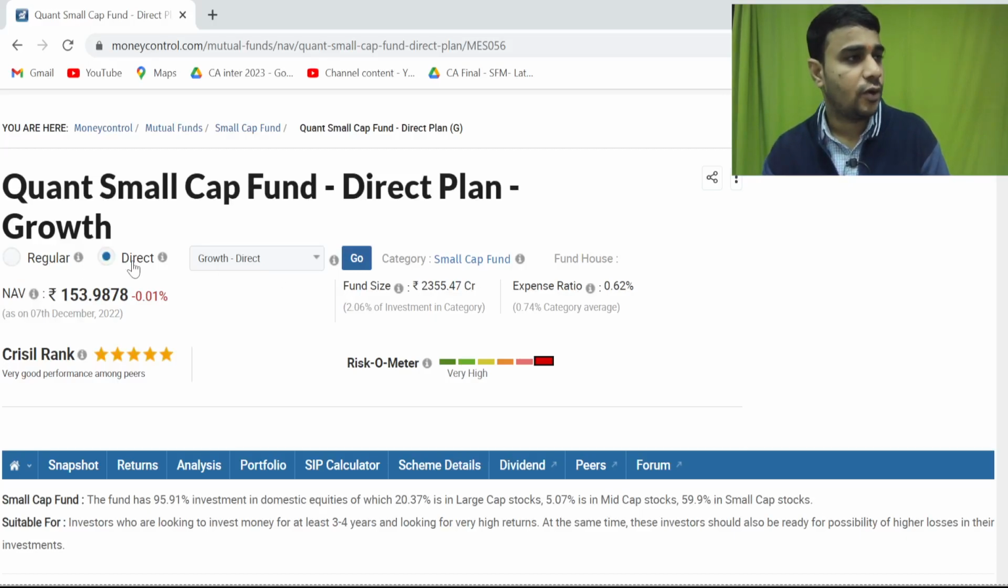There are two types of mutual fund: a regular fund and a direct fund. Ideally, the regular fund will have a slightly higher expense ratio and direct will have a slightly lower one. You will understand regular versus direct if you just read about it. It's not needed from a problem solving point of view.